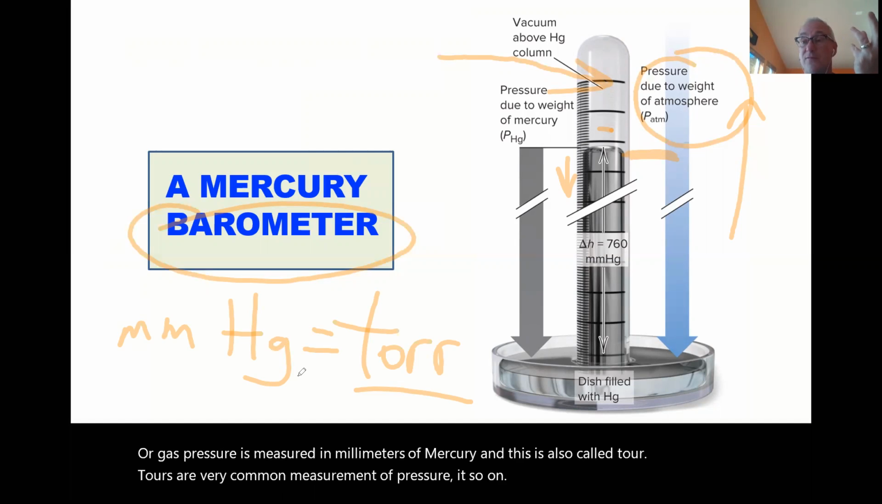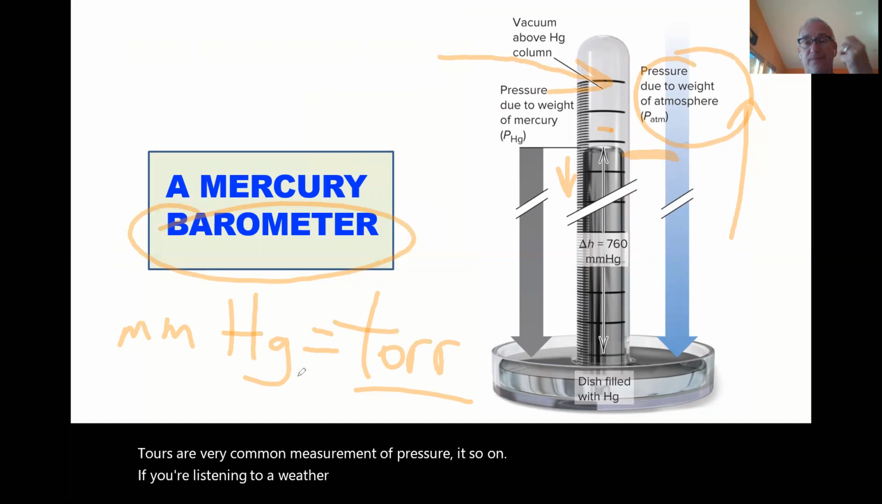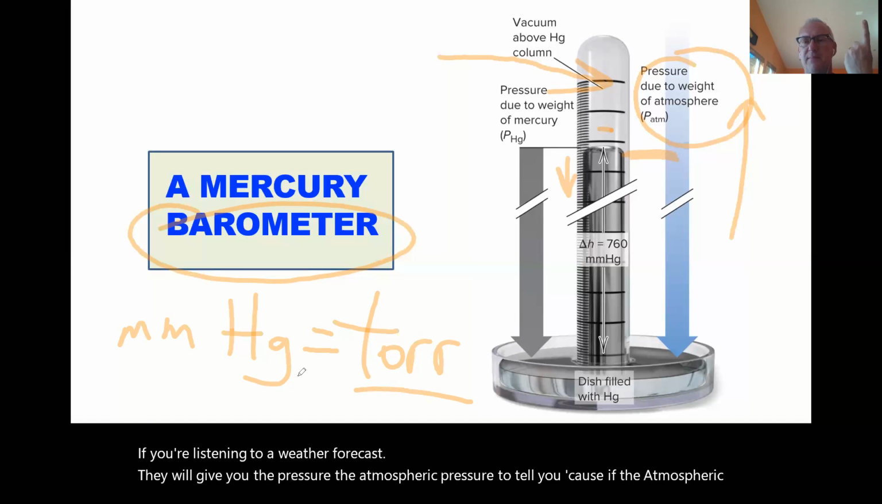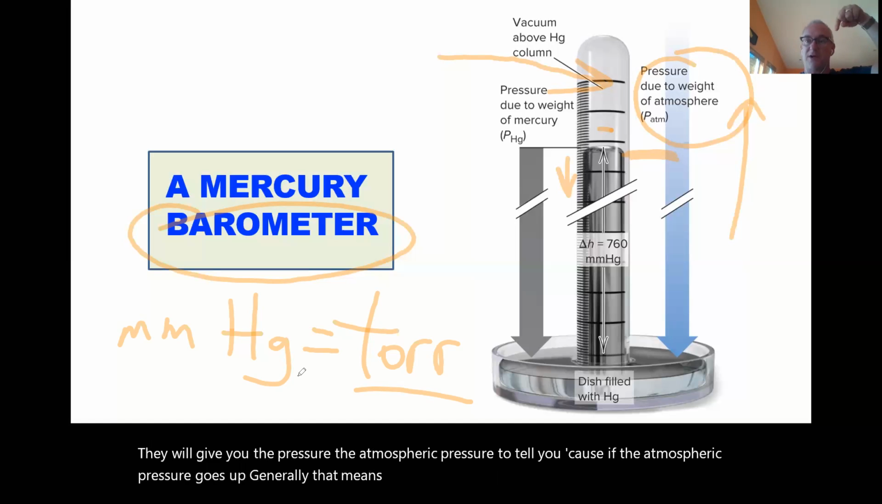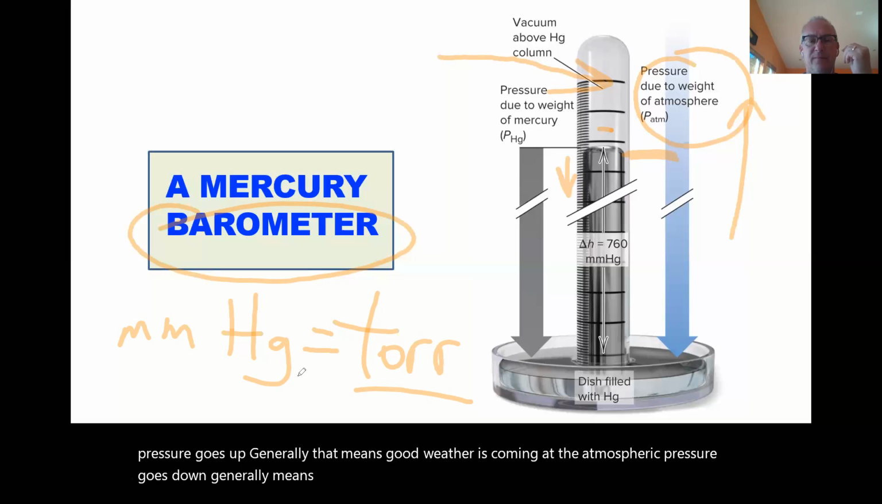And so if you're listening to a weather forecast, they will give you the atmospheric pressure, because if the atmospheric pressure goes up, generally that means good weather is coming. If the atmospheric pressure goes down, generally means bad weather's coming. And so it used to be in millimeters of mercury.